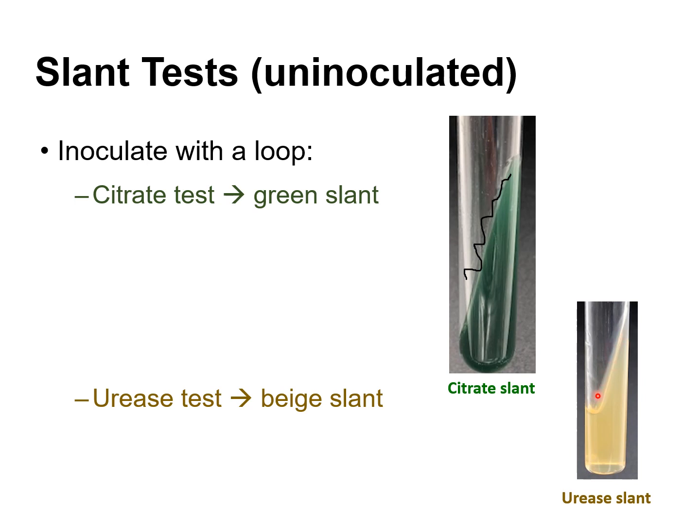Urease tests usually come in small test tubes. That's why the image right here is small, because the test tubes for the urease slants are usually pretty small in size. Okay, so just keep that in mind. And again, this is how it would look if it was uninoculated. Okay, so again, this is how they would look uninoculated. And so now we can go ahead and start talking about the citrate and the urease test.